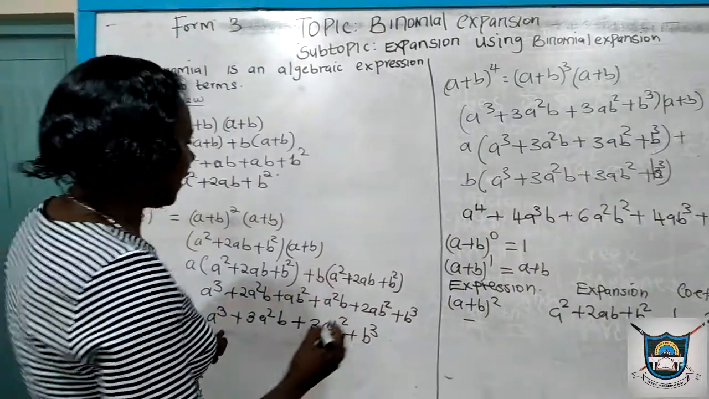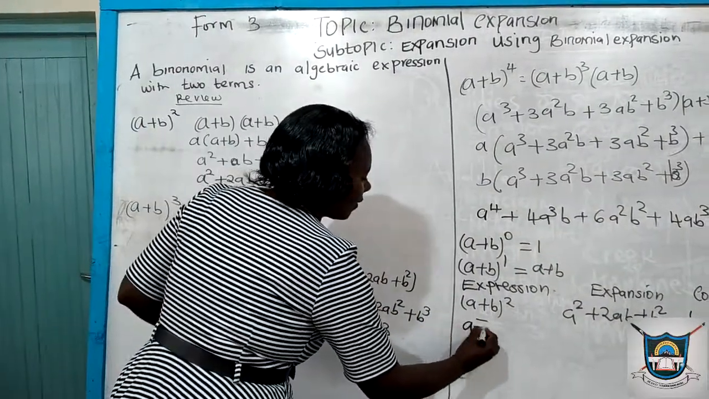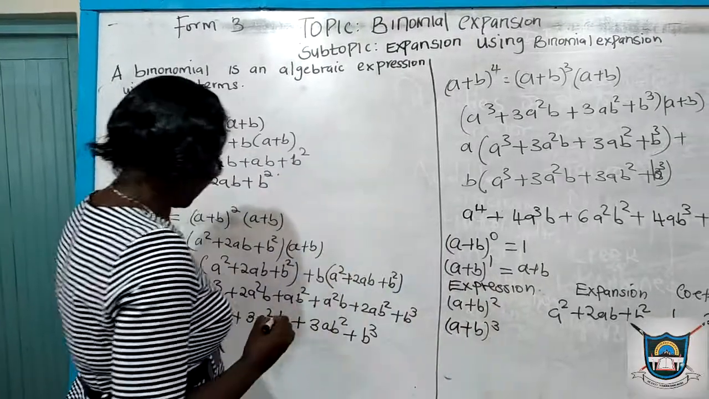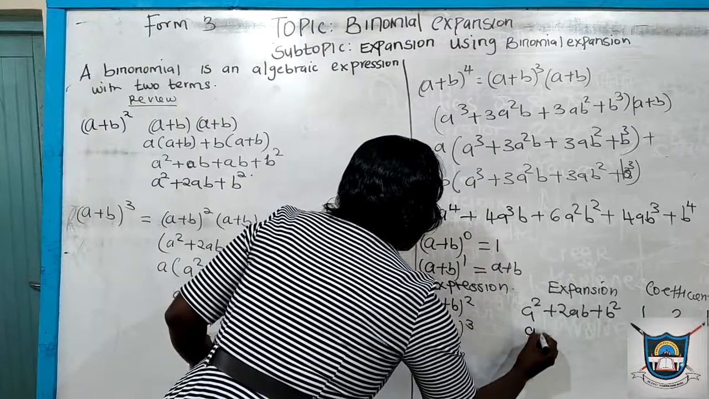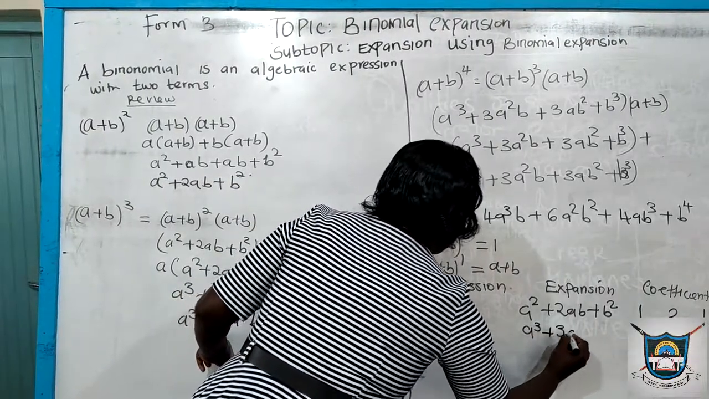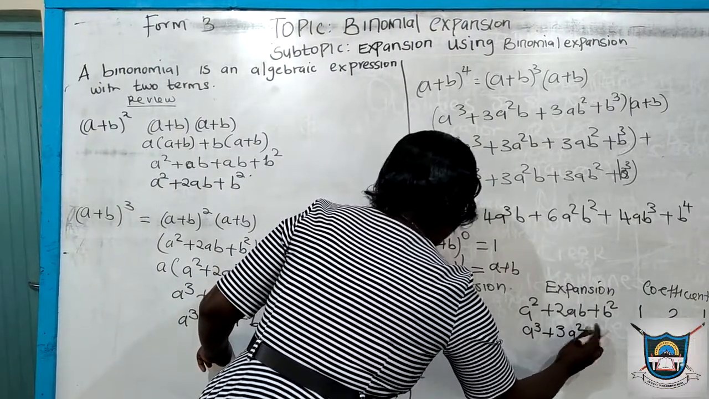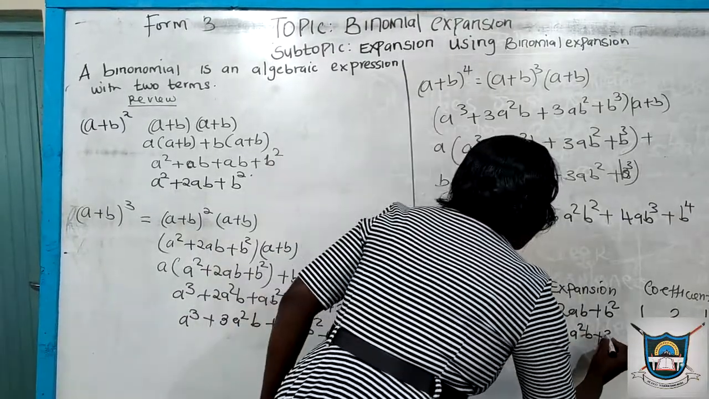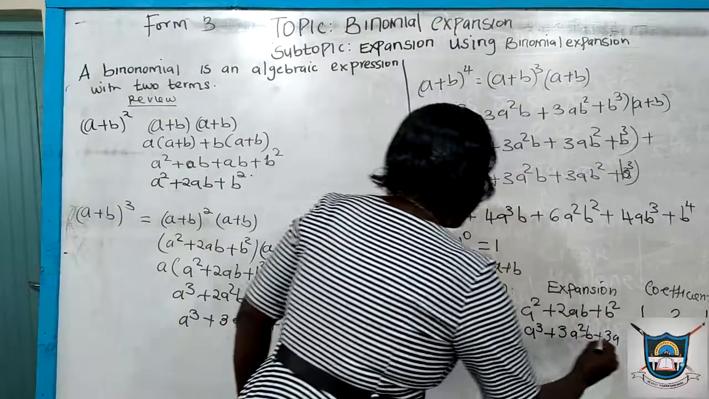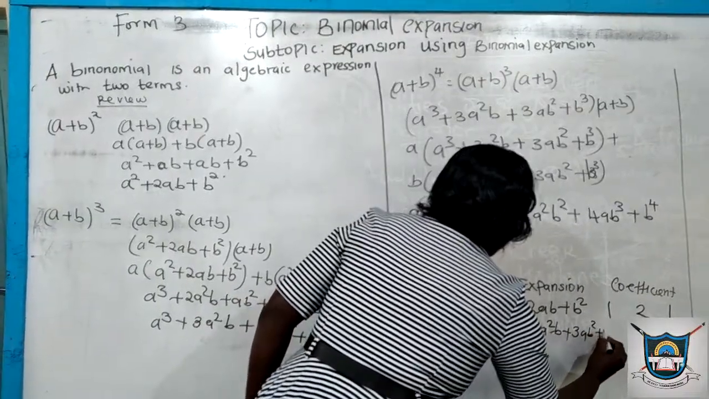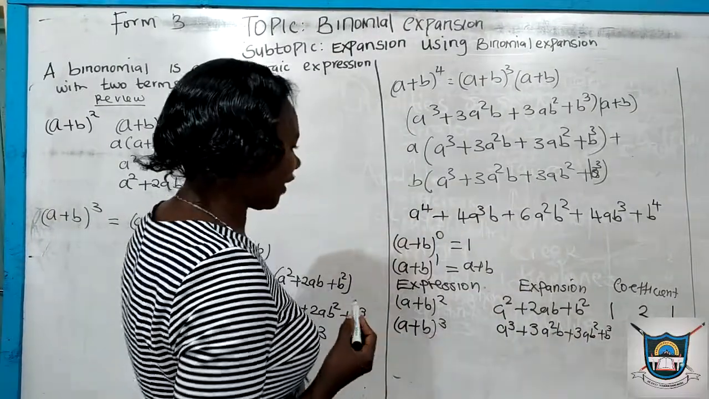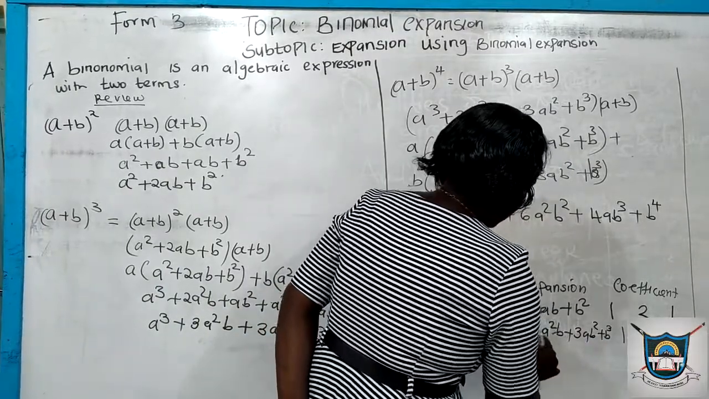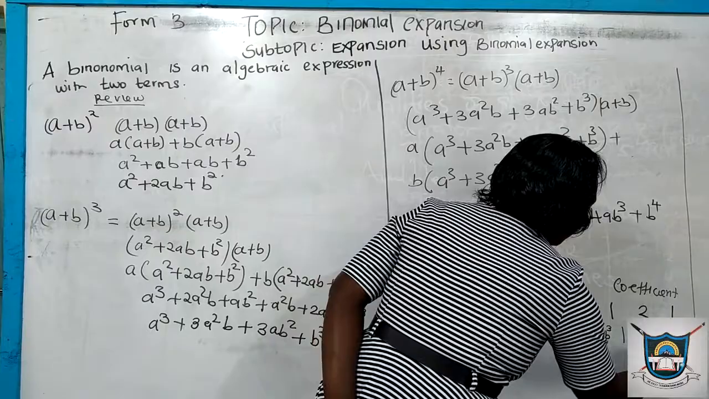The other one we did was (a + b) power 3. The answer was a cubed plus 3a squared b plus 3ab squared plus b cubed. Its coefficients are, we have 1, we have 3, we have 3, we have 1.